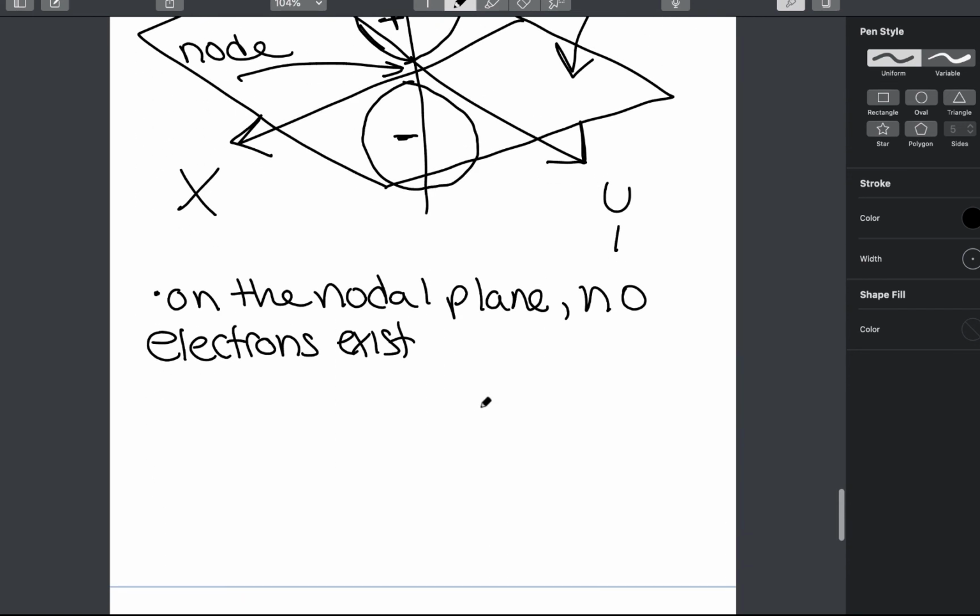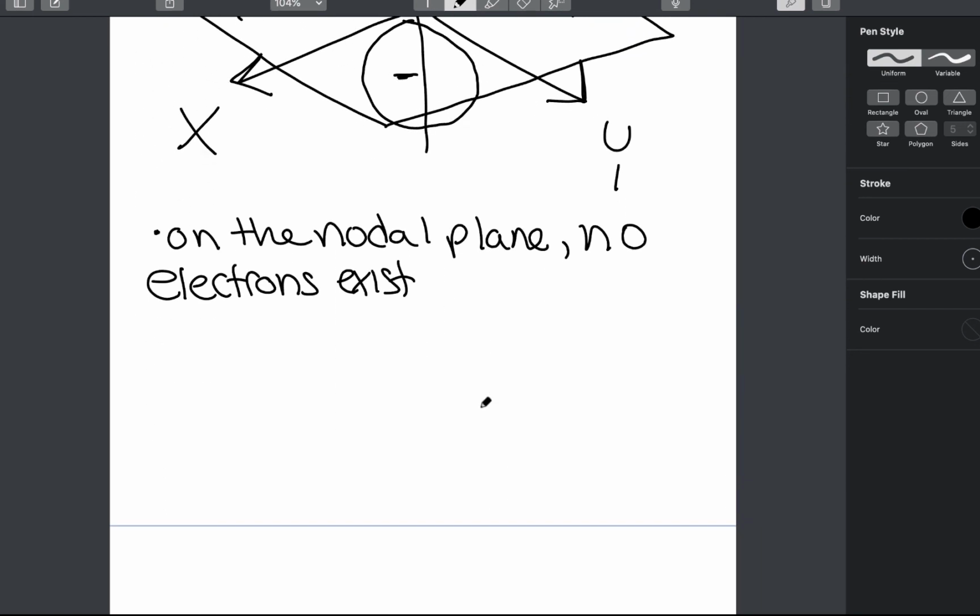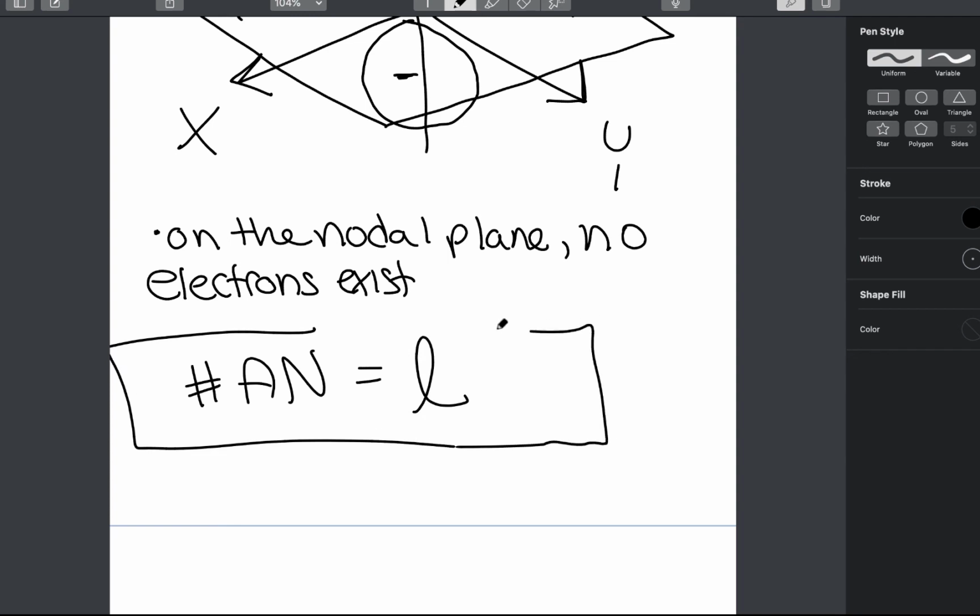So, in other words, in order to find the number of angular nodes present within a particular orbital, all you use is number of angular nodes is equal to L. So for example, for a d orbital, the number of angular nodes would be equal to 2. In a p orbital, the number of angular nodes would be equal to 1. And in an s orbital, the number of angular nodes would be equal to 0.